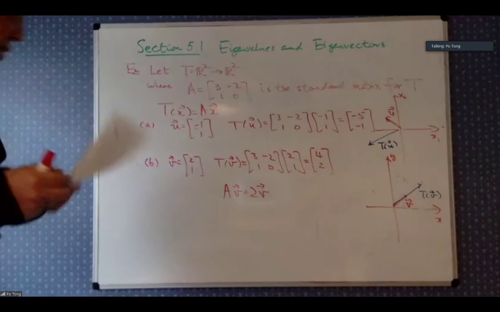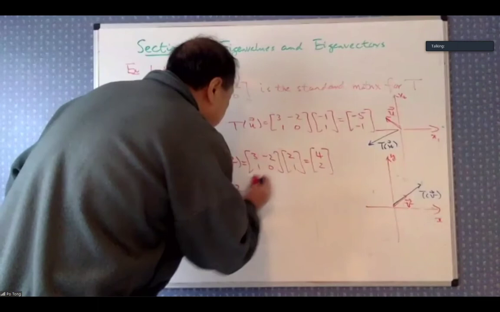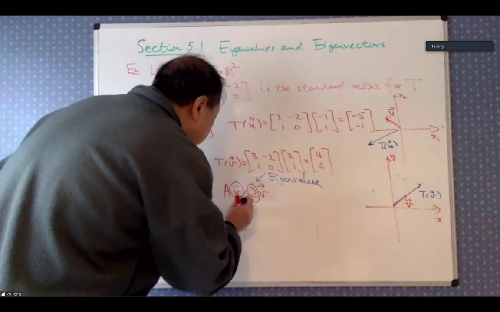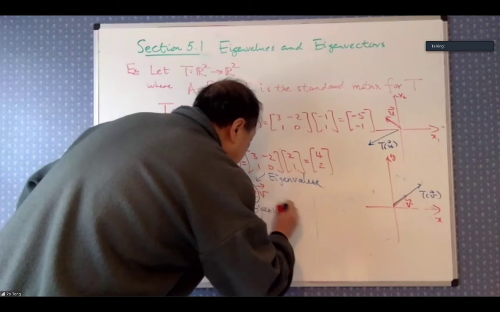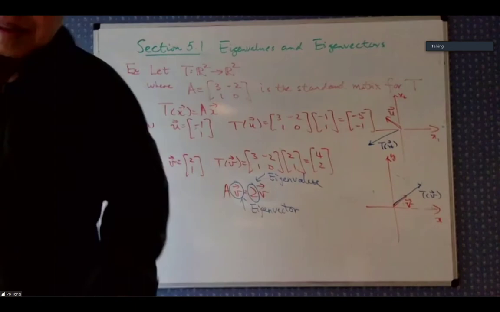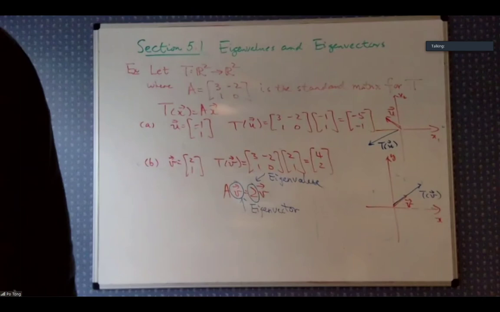And in this case, this number 2 here is called the eigenvalue. And this vector v here is called the eigenvector. Okay, so this is an example to demonstrate what an eigenvalue and eigenvector are. Of course, I need to give you a formal definition. Any question about this example? Yes, no, okay.